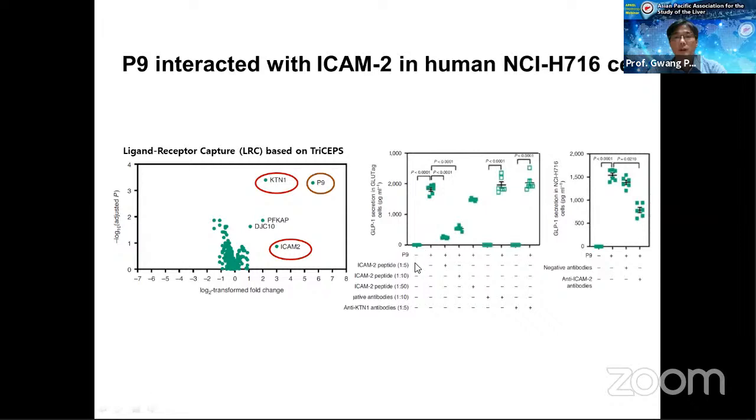And when we did this in the GLUTag cells, we administered P9 and saw increased GLP-1 secretion, and we confirmed that ICAM2 was responsible for the P9 interaction, because when you add the ICAM2 peptide, the effect was significantly reduced, and also when it was blocked by ICAM2 antibodies, GLP-1 secretion was reduced. So we believe that ICAM2 is responsible for interacting with the P9 secreted by Akkermansia muciniphila.